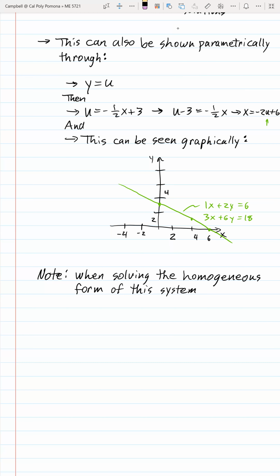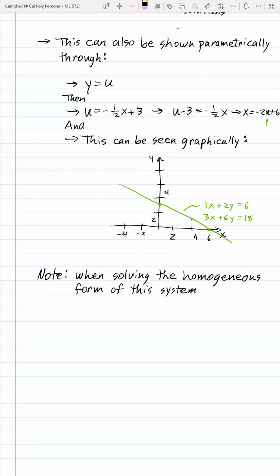Unlike the case where we had two parallel lines giving us inconsistent information, once we deal with the homogeneous form, that case is off the table. We can't have it, because it was the constants that were pushing the lines off of each other. And now we're saying that those constants are all the same. They're all 0, which means that we always have a solution, which is the origin, when we're looking at the homogeneous case. And so then we only have two remaining cases.